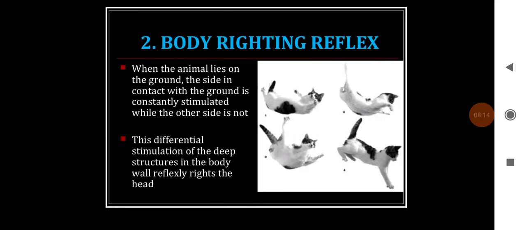Then next is the body righting reflexes. When the head is corrected, then the body gets corrected. When the animal lies on the ground, the side in contact with the ground is constantly stimulated while the other side is not. So this differential stimulation of the deep structures in the body wall reflexly rights the head.